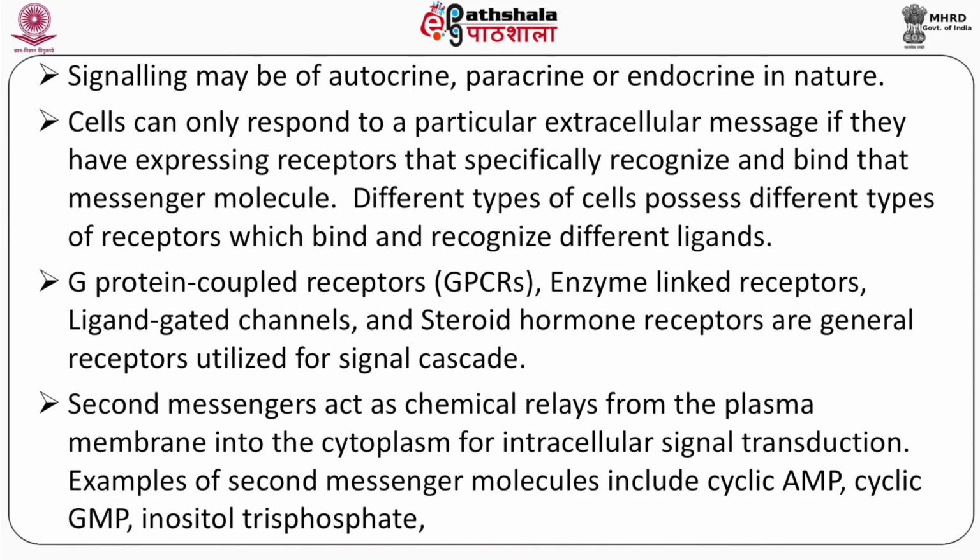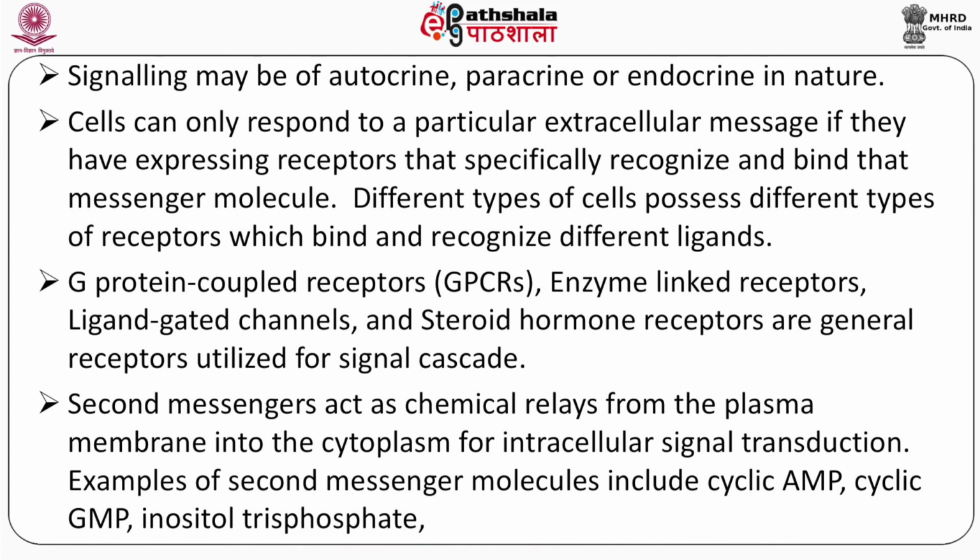Cells can only respond to a particular extracellular message if they express receptors that specifically recognize and bind those messenger molecules. Different types of cells possess different types of receptors which recognize different ligands. We have G protein coupled receptors, enzyme linked receptors, ligand gated channels, and steroid hormone receptors, which are general receptors utilized for signal cascades.